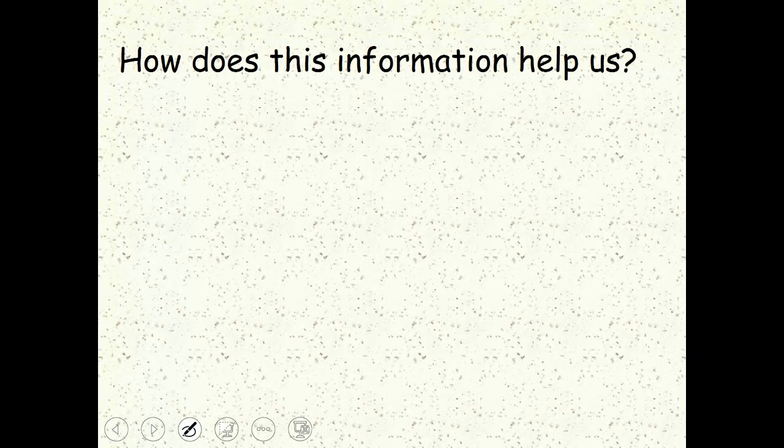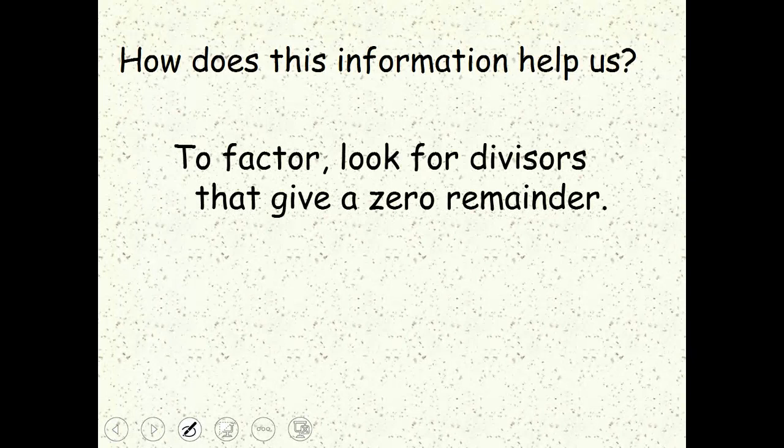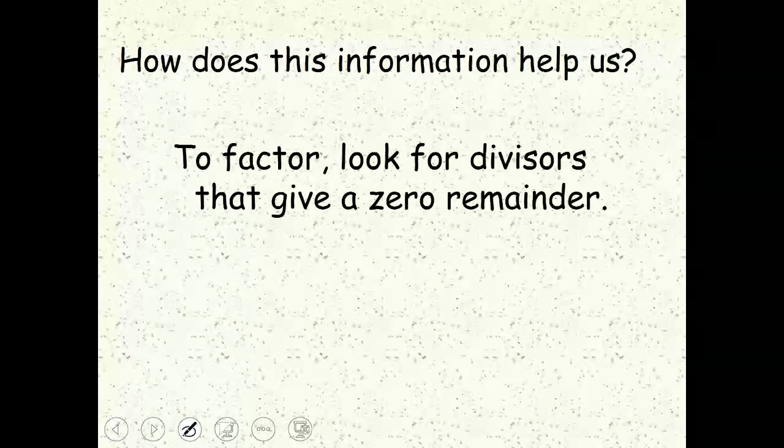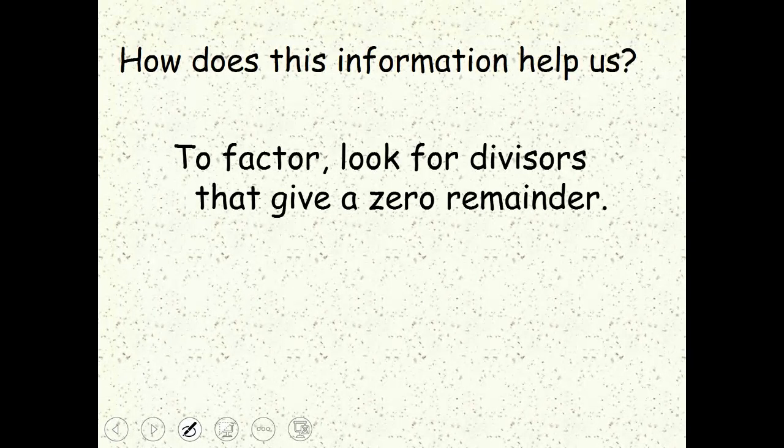How does this information help us? Well, if we wanted to factor, we would look for divisors that give a remainder of 0. If there is a remainder of 0, that means that what we're dividing by is a factor if there's nothing left over. If there's a remainder, it's not a factor. It doesn't go in there. It's like 3 goes into 8. Well, 3 goes into 8, but it doesn't go in without a remainder. 3 goes into 9, no remainder, and that means that 3 is a factor of 9. So it's the same thing with polynomials.